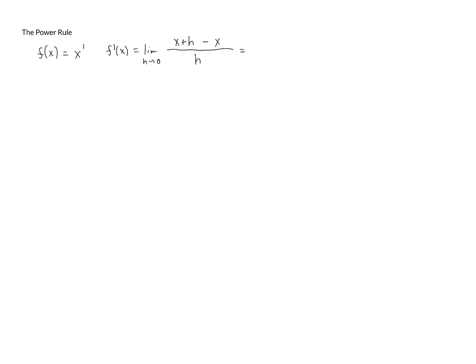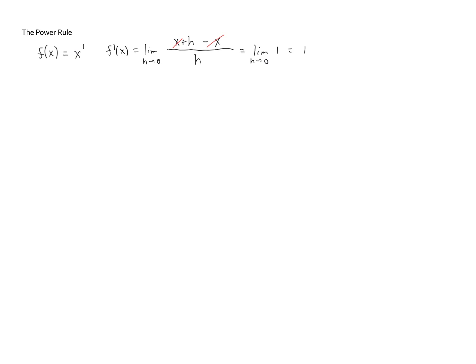Now, in the numerator, we can see that those x's are going to cancel out, and all we're left with is h over h, which is 1. So we've got the limit as h approaches 0 of 1, but that is just 1. So we know that the derivative of x to the first power is just 1.